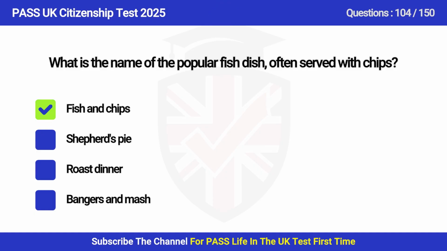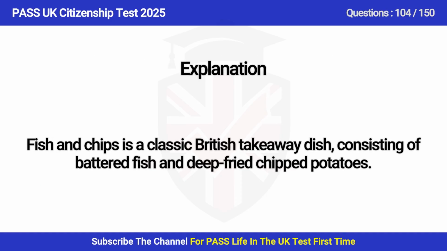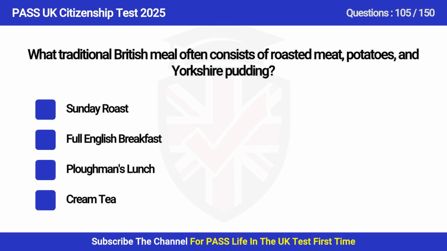The answer is A. Fish and chips. Fish and chips is a classic British takeaway dish, consisting of battered fish and chipped potatoes. Question 105. What traditional British meal often consists of roasted meat, potatoes, and Yorkshire pudding? A. Sunday roast. B. Full English breakfast. C. Ploughman's lunch. D. Cream tea.